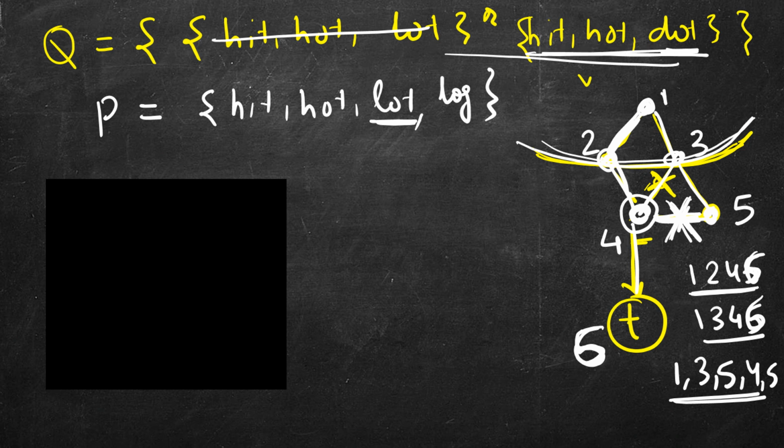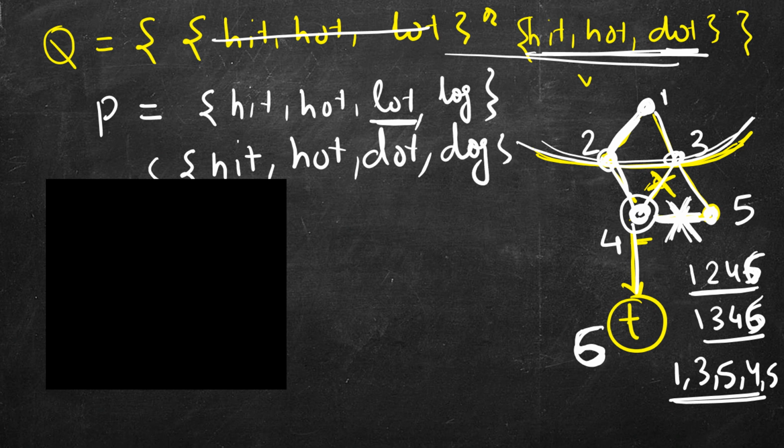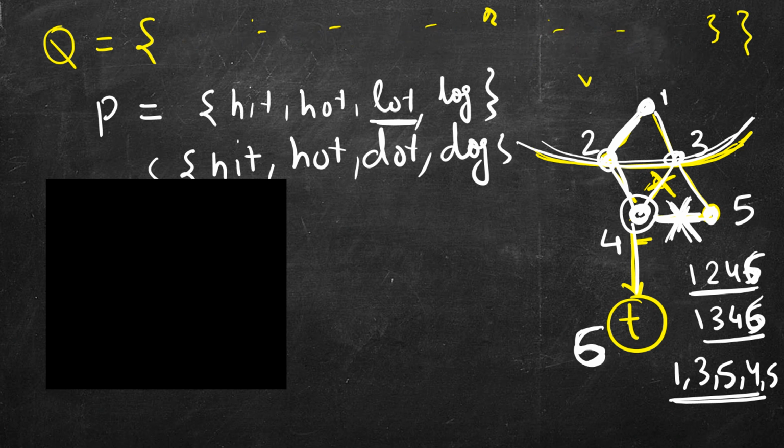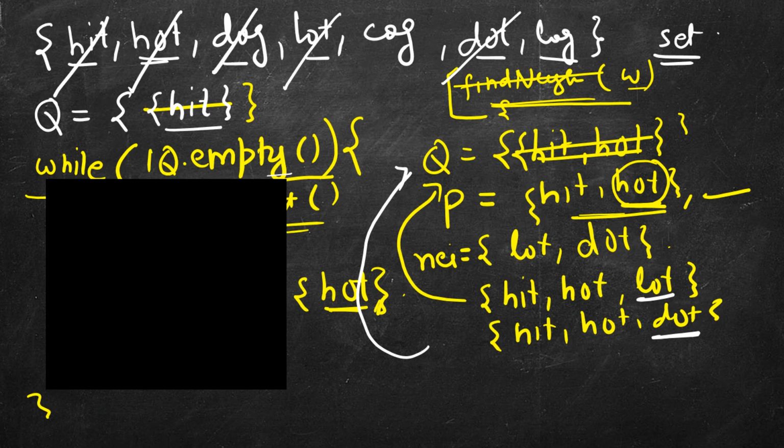And next we will pop this one, the second path. So it will be hit hot dot and then dog. So now these two are removed from the queue. So the queue is now again empty, and now we have processed again a new level. So we will remove which words? Log and dog from the list. So this list, dog and log, are removed. Now in this list just cog remains.